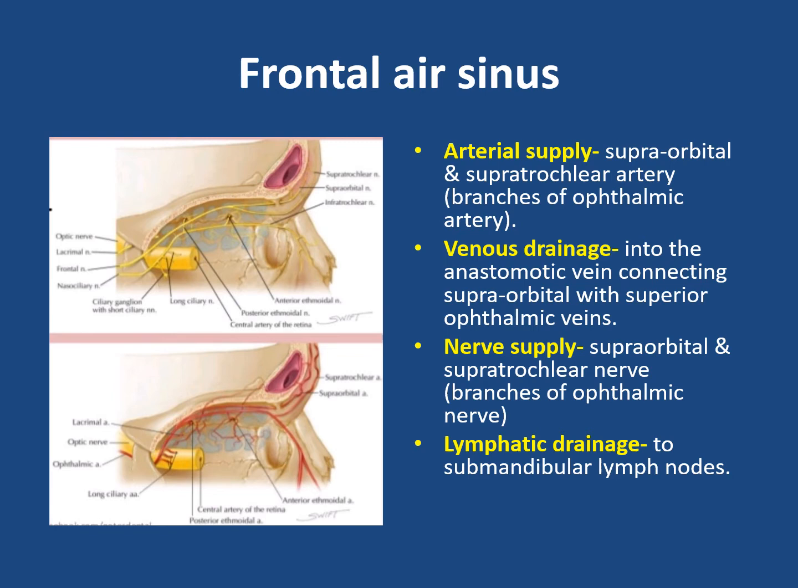The frontal air sinuses are supplied by the supraorbital and supratrochlear arteries, which are branches of the ophthalmic artery, and the veins drain into the anastomotic vein connecting the supraorbital with superior ophthalmic veins. And as for the innervation of the frontal sinus, they are supplied by supraorbital and supratrochlear nerves, which are branches of the ophthalmic nerve, and lymph from the frontal air sinus drains into the submandibular lymph nodes.